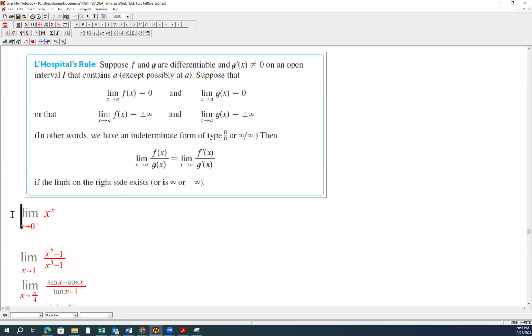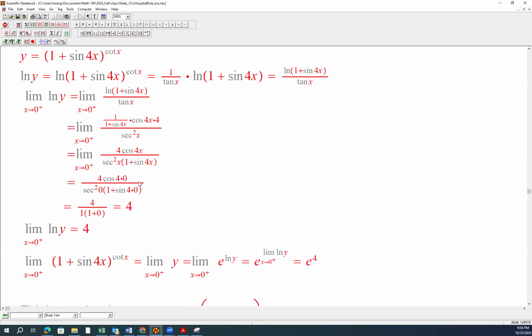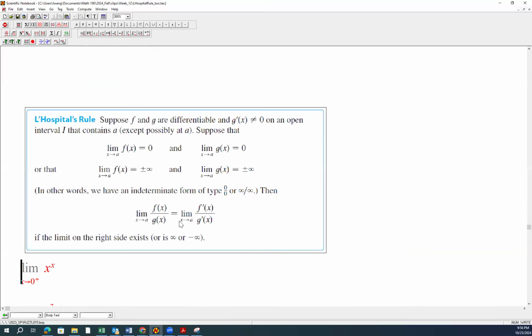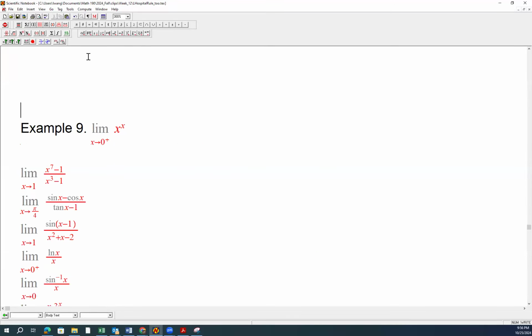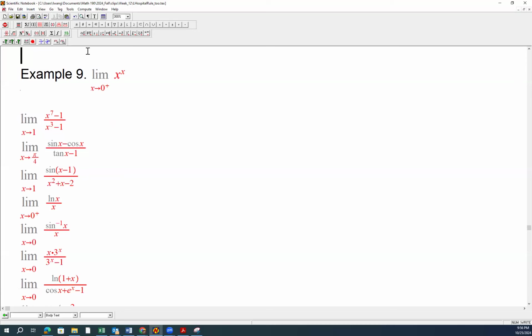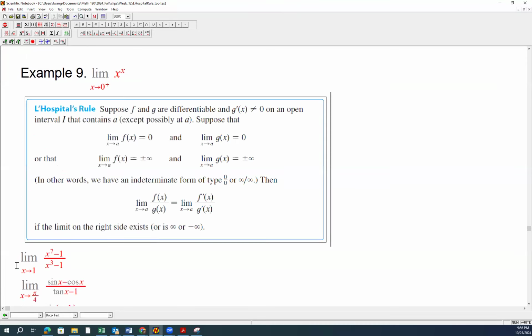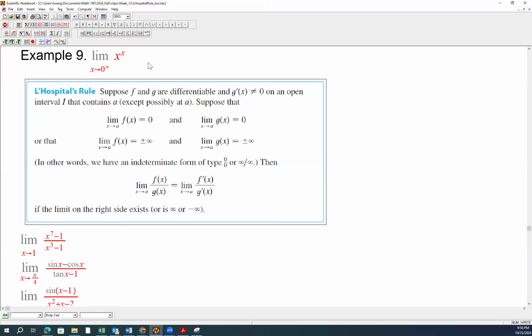Let's do this one anyway, though. So this is going to make example number 9, because I saw that the following questions are not that difficult. For example, this one you just directly use L'Hopital's rule, so I'm going to leave them for you.